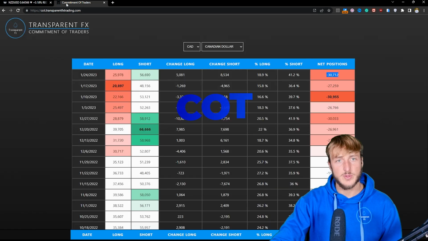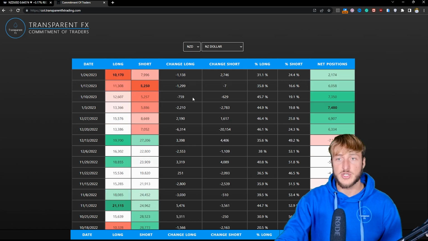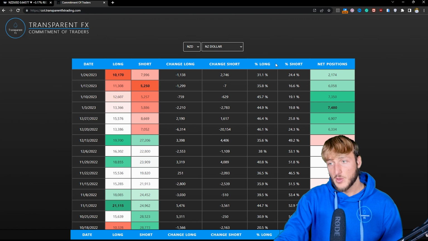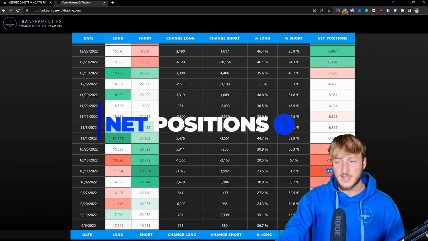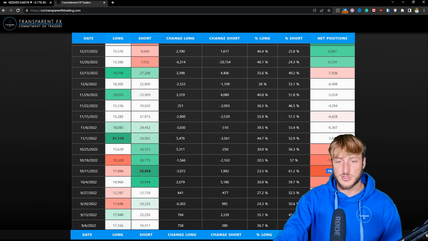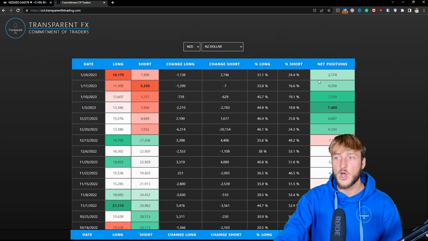Now, if we go and see what we have when it comes to the commitment of traders, so the COT data, which is what the non-commercials, so the biggest speculators in the market are doing, and we check the data specifically for the NZD, what we can see is that with the last reports, we had a massive increase in the net positions. We went from having a negative net positioning of minus 19k net positions with 30k shorts compared to only 11k longs from an institutional perspective, all the way up to now having a positive net positioning of 2.1k net positions with more longs than shorts, 10k longs compared to only 7.9k shorts on the NZD from an institutional perspective.